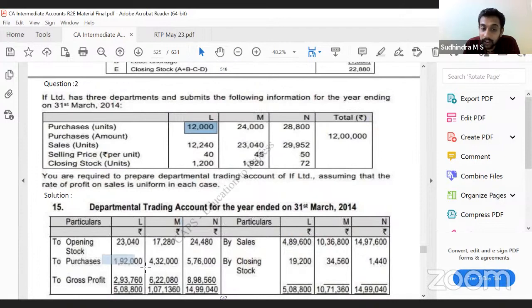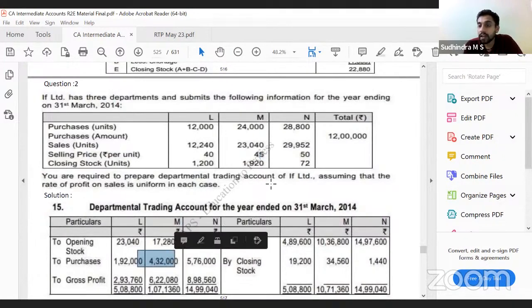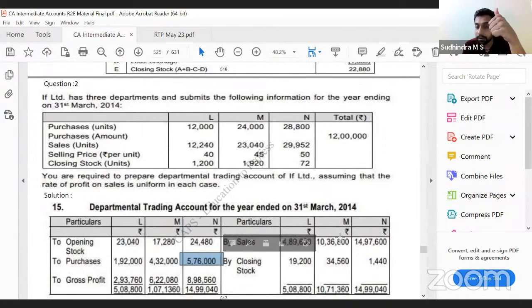1,92,000. Same way, 45 into, directly I'll take 40% is the purchase. 60% is gross profit, means 40% purchase. 45 rupees into 40%, how much do we get? 18 rupees. 18 into 24,000, 4,32,000. Same way, 50 into 40 is 20. 20 into 28,800, 5,76,000. Everyone understood how did we get purchases?